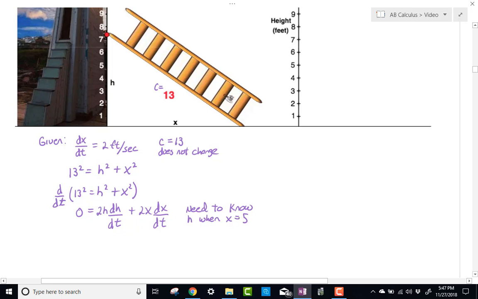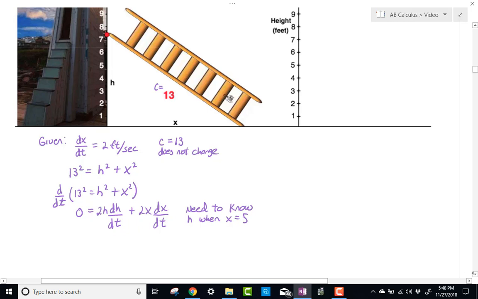Now, the reason I need to know h here is because if I look at my formula so far, it says 2 times h. Well, I don't know what h is. I'm looking for dh/dt, so that should be my one unknown variable. I have x, and I'm told that x is going to equal 5. And I have dx/dt, which I know is 2, for the rate given as 2 feet per second. So I don't have enough to plug in here.